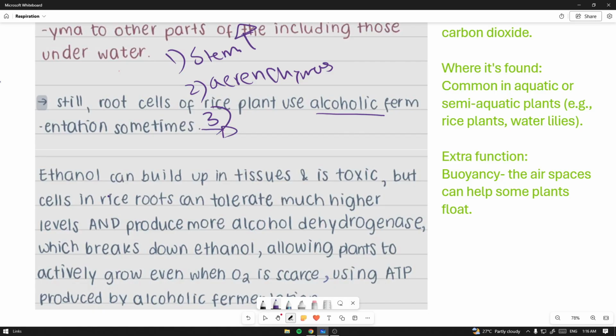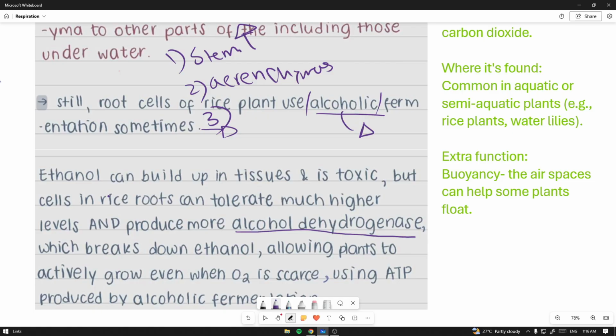Still, root cells of rice plant use alcoholic fermentation sometimes. So alcoholic fermentation, yeah, this produces ethanol. And this is an anaerobic process. And excess buildup of ethanol can be toxic to the tissues. That's why rice plants are generally much more tolerant to ethanol. Also, they produce alcohol dehydrogenase in larger amounts so that the ethanol can be broken down, right?